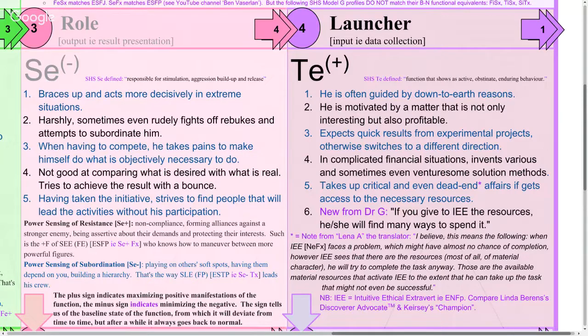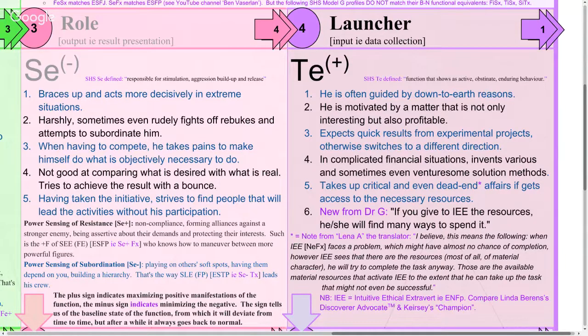The plus sign indicates maximizing positive manifestations of the function. The minus sign indicates minimizing the negative. The sign tells us the baseline state of the function from which it will deviate from time to time, but after a while it goes back to normal.